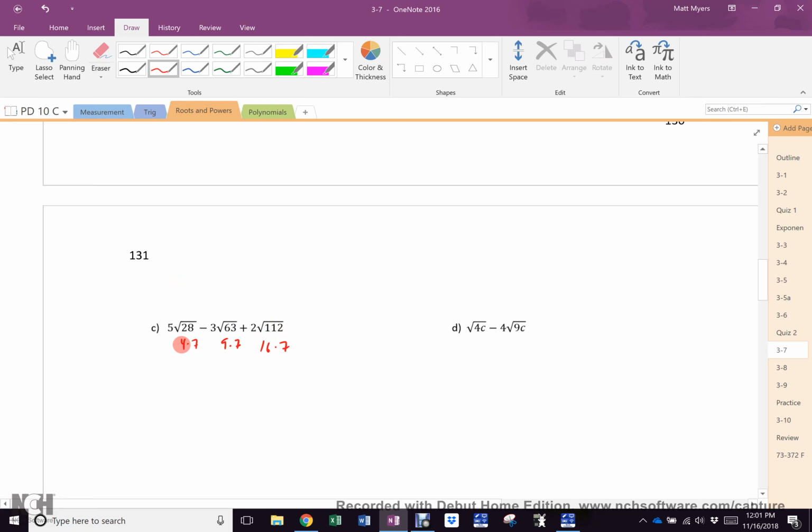What's the square root of 4? 2. So what comes out? What was already there? So what do we got? 10 root 7s. What's the square root of 9? 3. So what comes out? What was already there? So what do we got? 9 root 7. What's square root of 16? So what comes out? Well, we already got. So what do we get? What's 10 minus 9? What's 1 plus 8? 9 root 7.